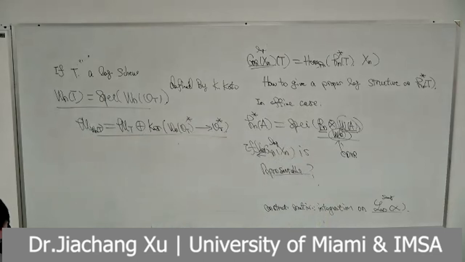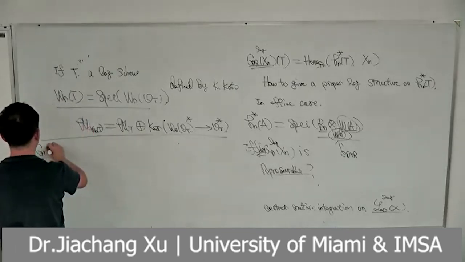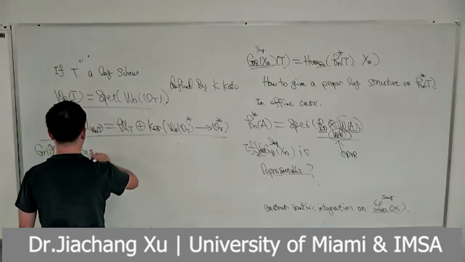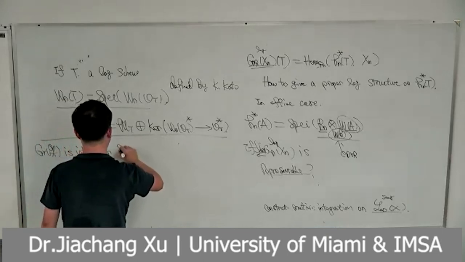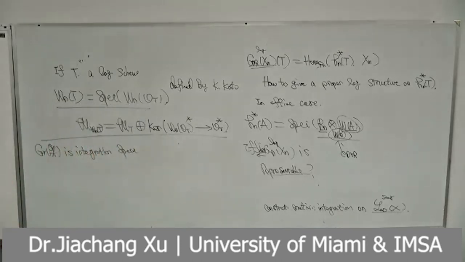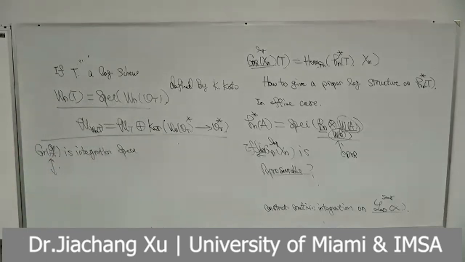Okay, so let's continue to talk about our main topic of today. That is, we need to talk about the motivic integration on the formal scheme. So let's recall that our GR probably X is an integration space. For the motivic integration on the formal scheme, naturally we will have the corresponding motivic integration on the formal scheme.